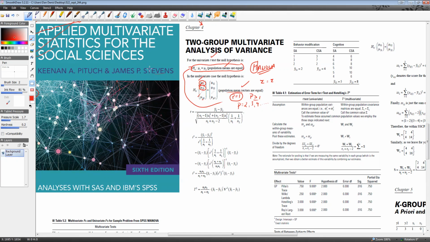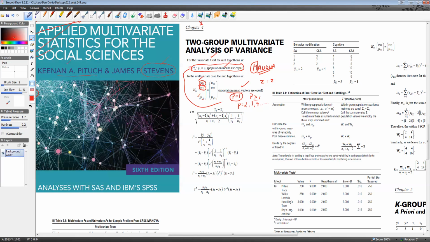I keep referring to Stevens because he's the actual original author of this book. It's gone through a few editions, and this person just came on. I guess this person's assuming responsibility for the book now, but the book started off with Stevens many editions ago, so I'll just refer to it as Stevens. Plus, I'm not quite sure how to pronounce that name, so it's easier just to say Stevens.